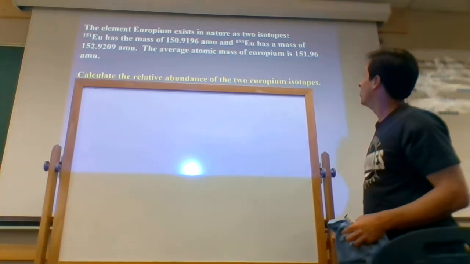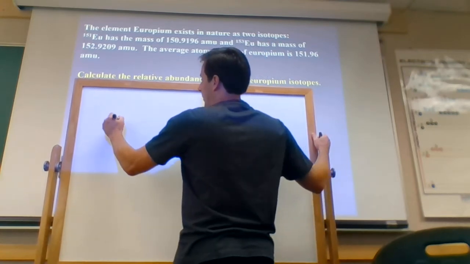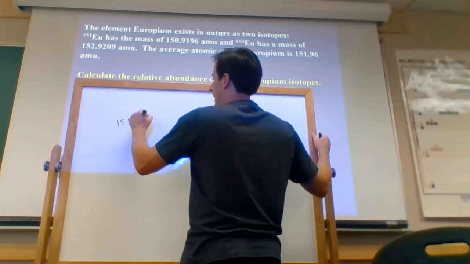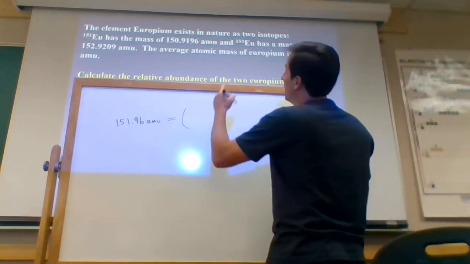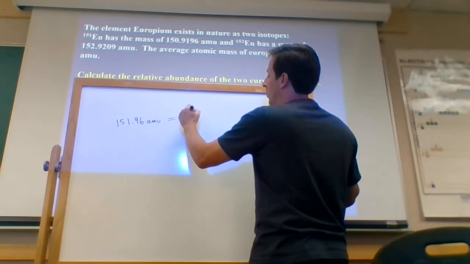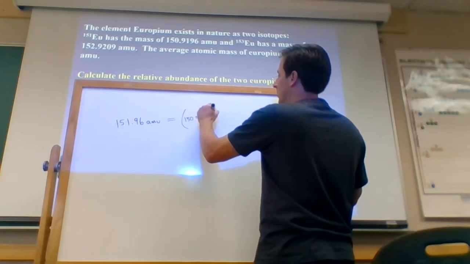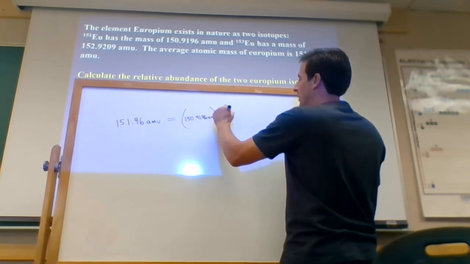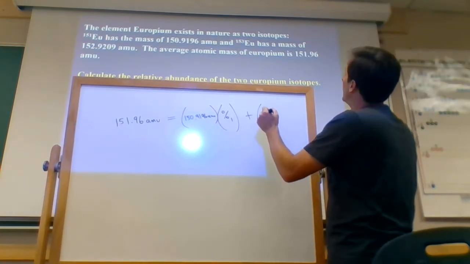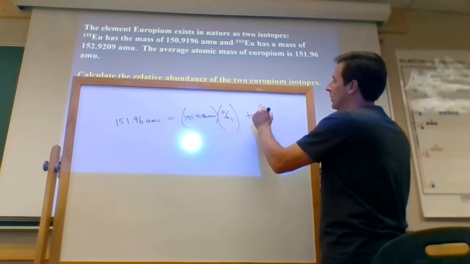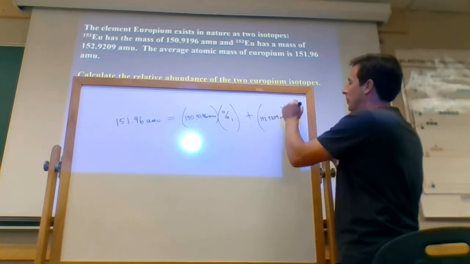the average is 151.96. So if you remember our equation, the average, 151.96 AMUs, the weighted average equals the weight of the first isotope, which is 150.9196, times the percentage of isotope 1, plus the second isotope, which is 152.9209, times its percentage.